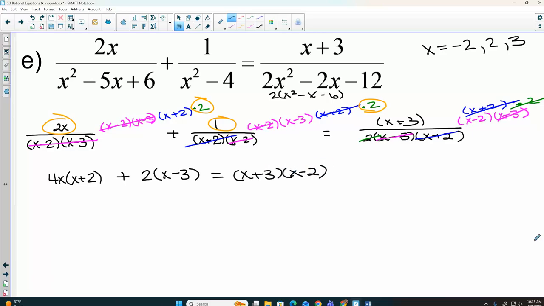At this point, we have done all the hard work. This is an equation we would have solved last semester. We're just multiplying and combining like terms. 4x squared plus 8x, 2x minus 6. If I FOIL over here, that's x squared plus x minus 6.